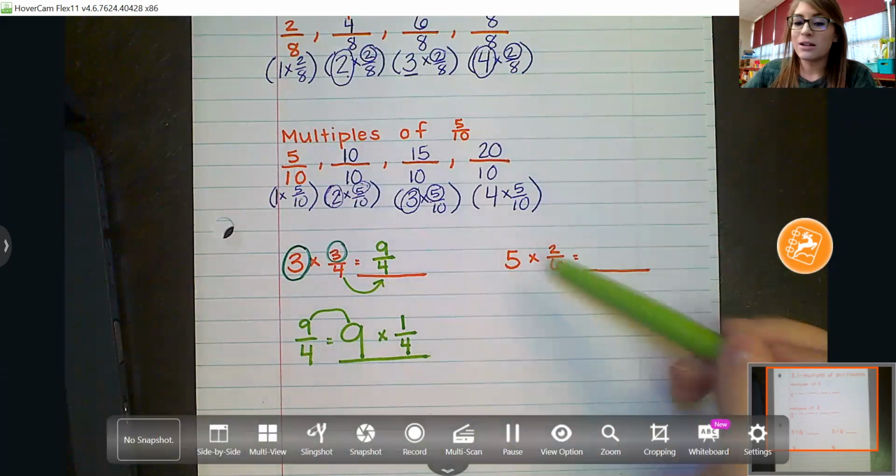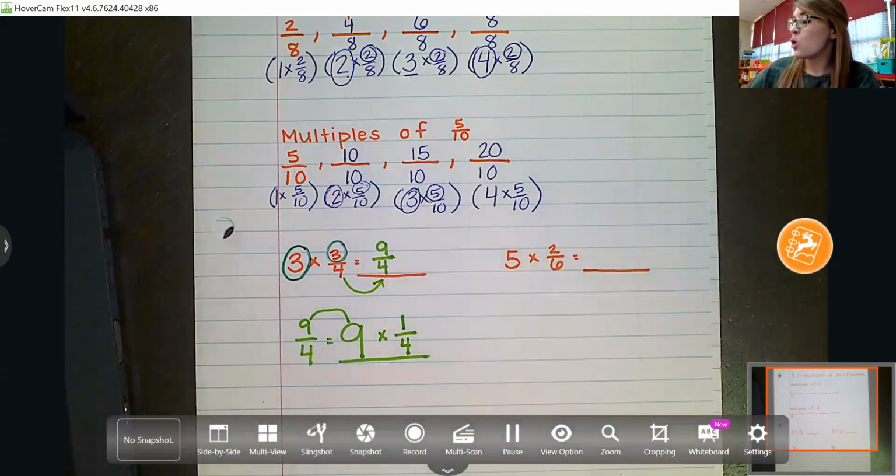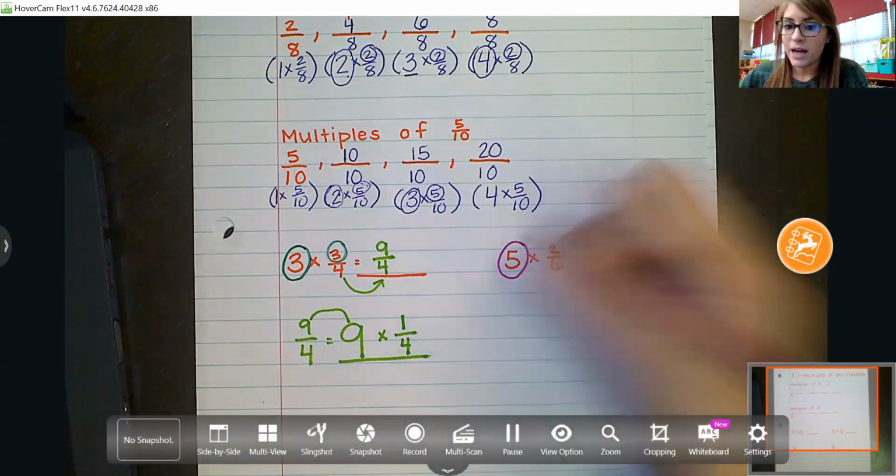All right, so let's look at this one. We've got 5 times 2/6. Which two numbers are we multiplying together? Very good. The 5 times the 2.